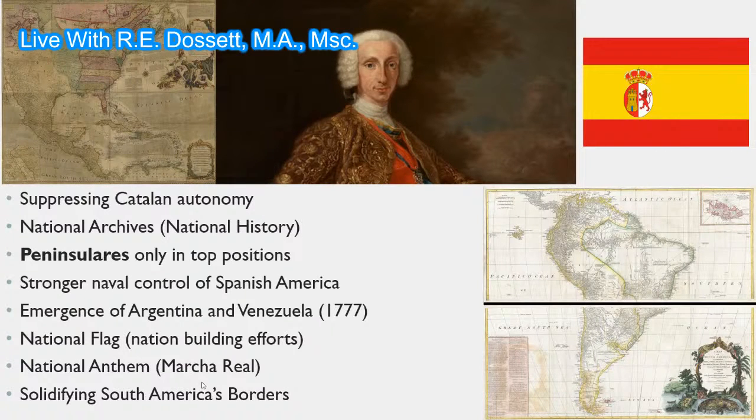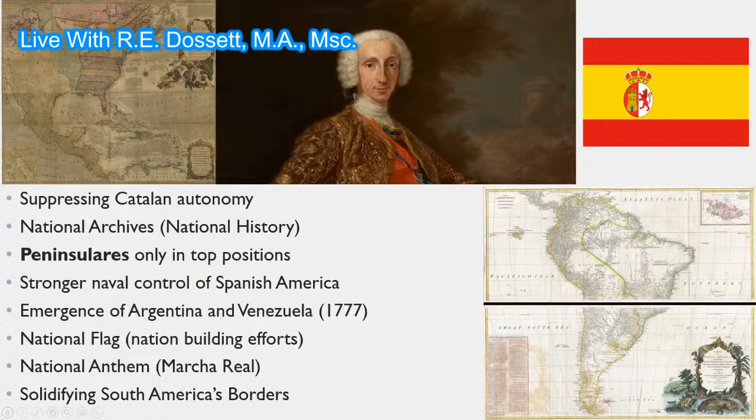There was stronger naval control of Spanish America because it was a bigger navy. And Argentina and Venezuela emerged under this guy. Venezuela was literally an area where the king personally invested some of his own finances to establish the kingdom. So Venezuela was a kingdom established by this king. So Venezuela did not come into being by people revolting against Spanish rule. Venezuela was a production of Spanish rule. It was a country established in 1777. I believe on the 1st of September, if I'm correct.